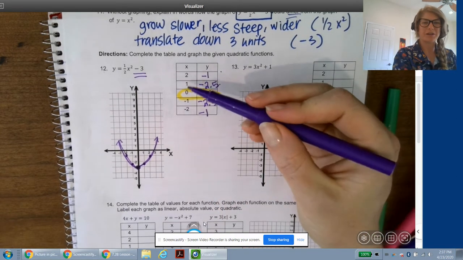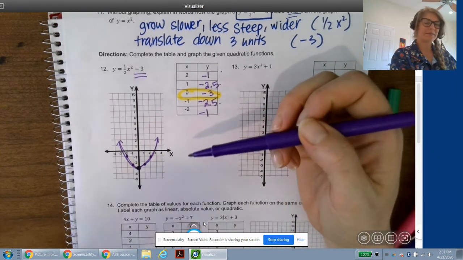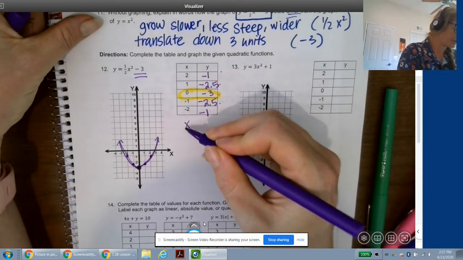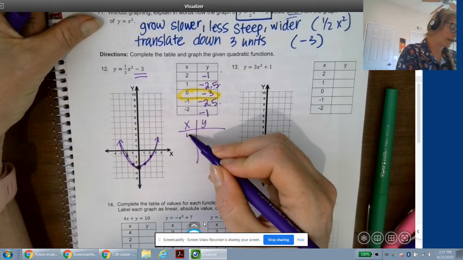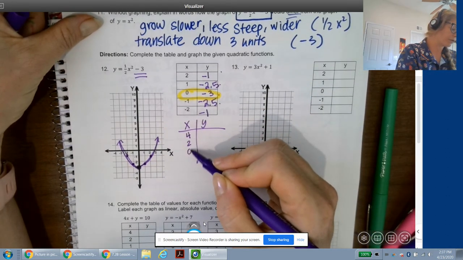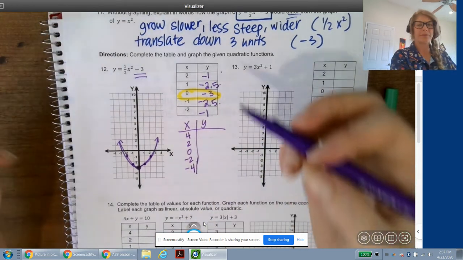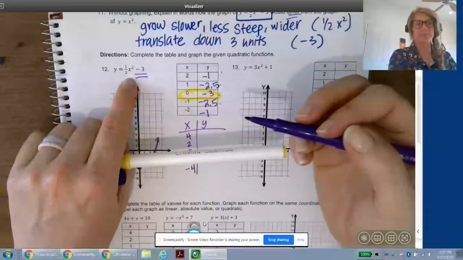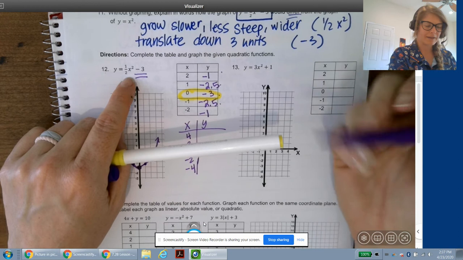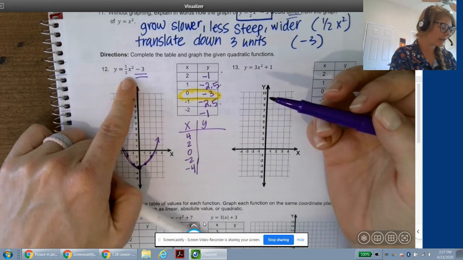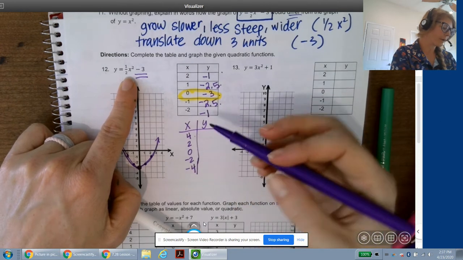Something I want you to think about, if I gave you this table and the X values were blank, I probably wouldn't use 2, 1, 0, -1, -2, because it doesn't give me the best values. If I was going to choose which values to use for X, I'd probably go ahead and use 4, 2, 0, -2, and -4. And the reason for that is because I notice I'm going to be multiplying by a half or dividing by 2. So I want to put values that are going to be even.